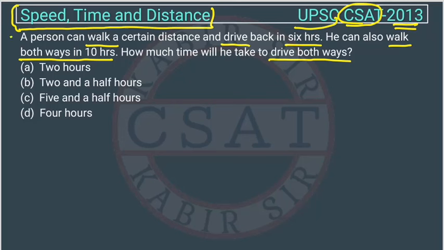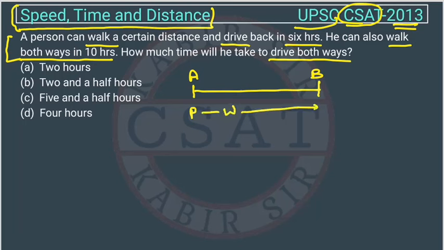Right. So you can answer this question through common sense, right? So suppose this is a distance. The question is saying that suppose person P is walking from point A to B, right? He is walking here, and then he is driving, suppose a two-wheeler or four-wheeler, right? So what is the total time he is taking?